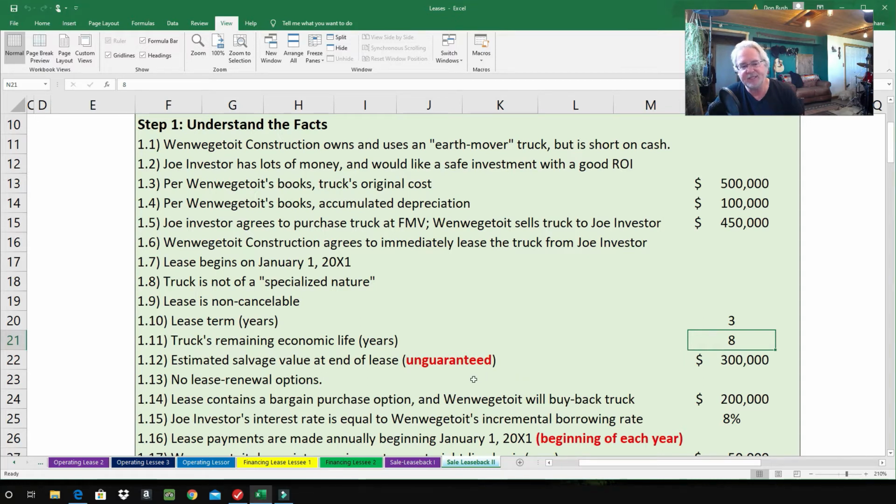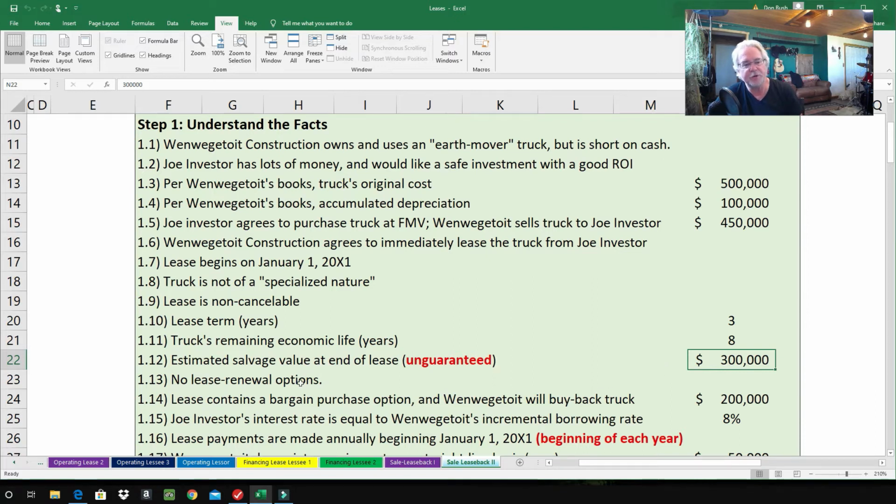The estimated salvage value at the end of the lease, and this is unguaranteed, I put it in dark red here so it stands out, is $300,000. So this is the estimated fair market value, and I put it unguaranteed in red because it's important to distinguish between guaranteed and unguaranteed residual values. You handle them differently.